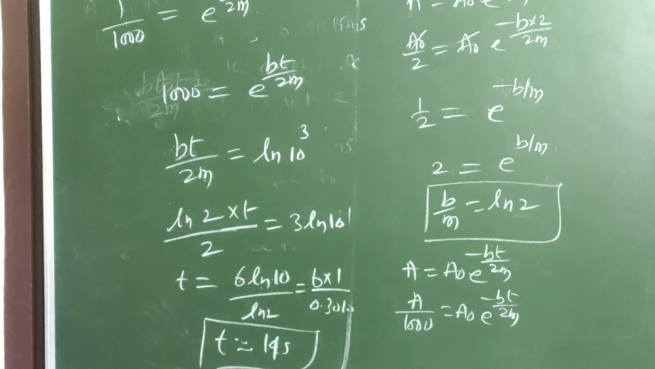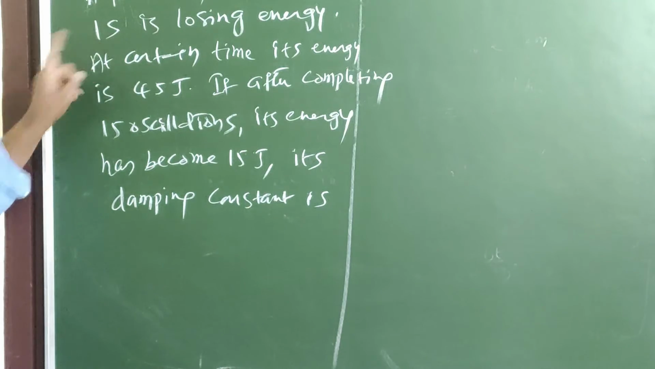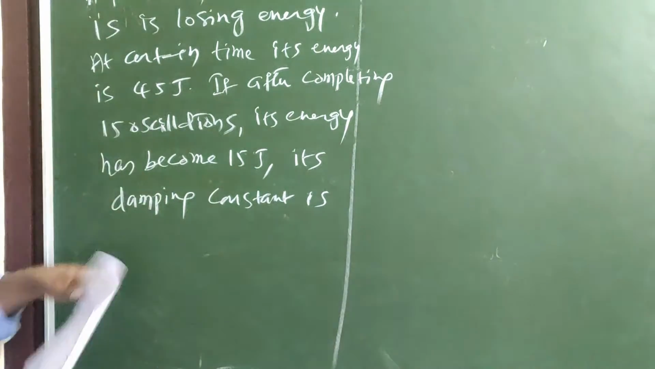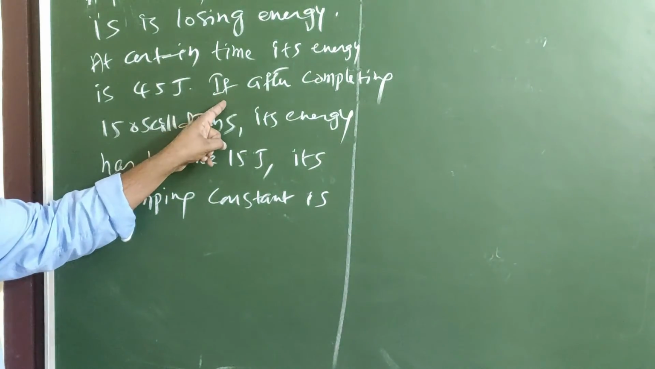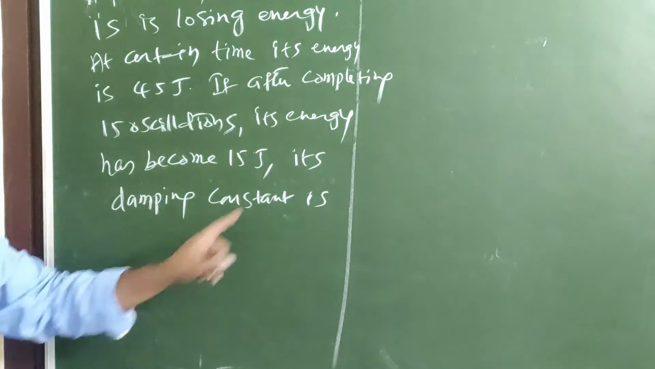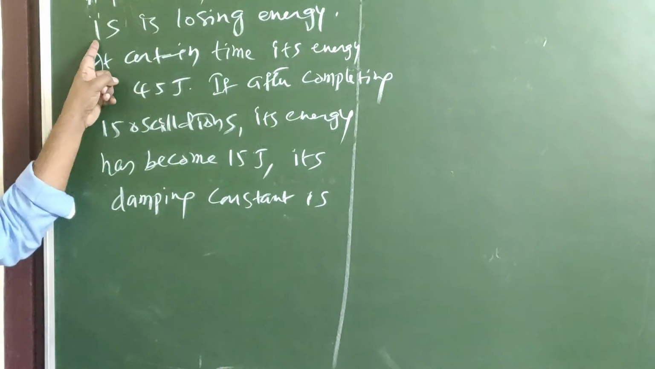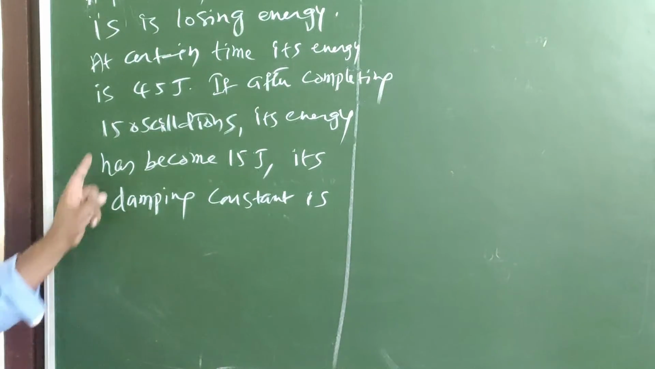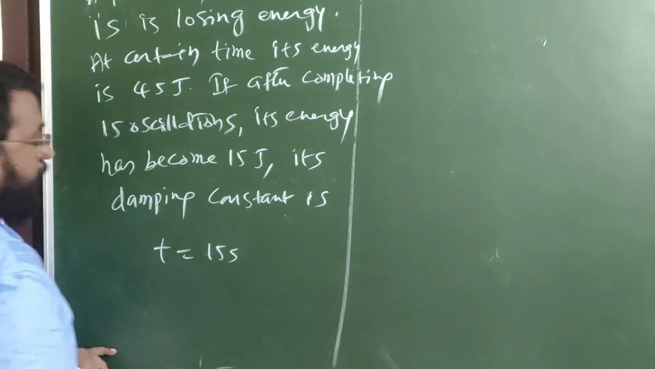19 seconds. A pendulum with a time period of 1 second is losing energy at a certain rate. Its energy is 45 joules. If after completing 15 oscillations its energy has become 15 joules, its damping constant is? Here the time period is 1 second, which means 1 second for one oscillation. Here for 15 oscillations, the time taken is 15 seconds.